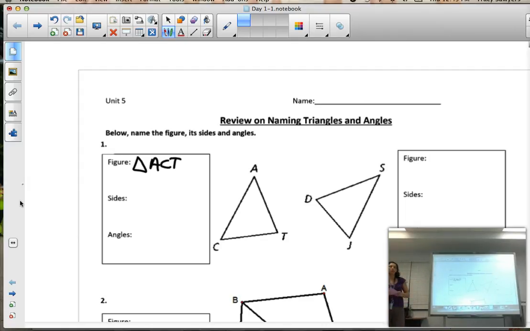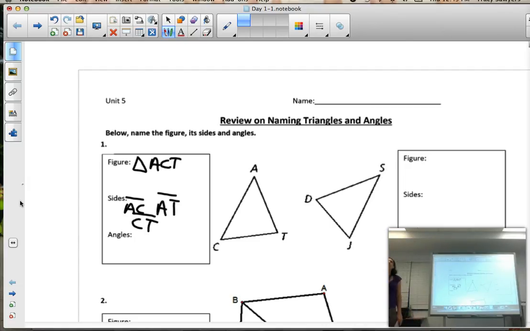Now, some of us struggle a little bit on what's a side and what's an angle. All right, so let's talk about the sides of this triangle. Tell me the sides of the triangle. AC, and CT. Thank you. What did I forget? Okay, and we put the line over top of the letters to symbolize they are segments. Ellie, you with me? Yeah. Okay. All right, how about angles?